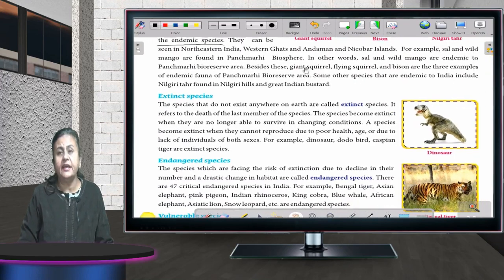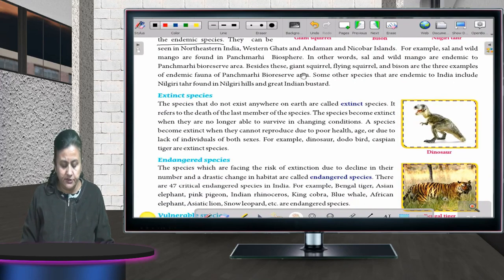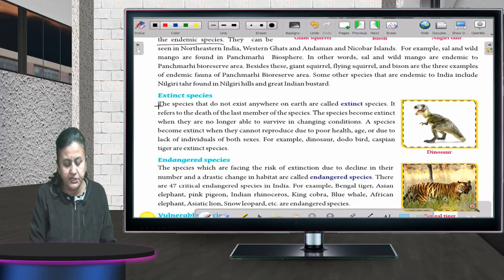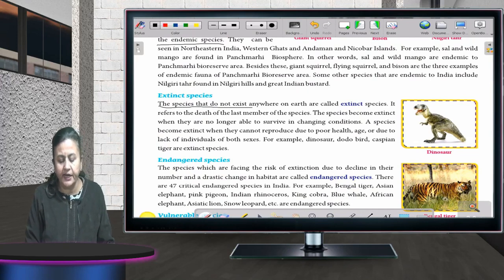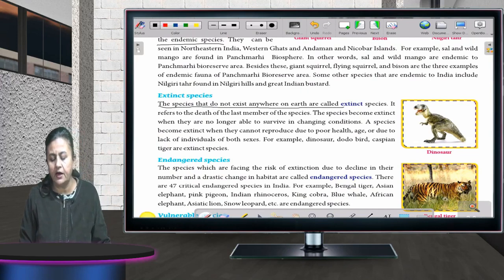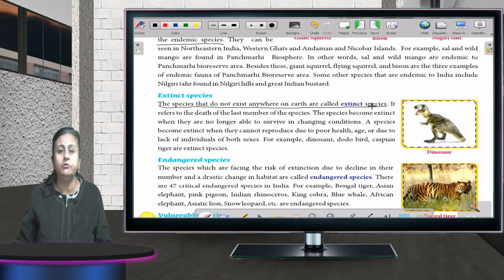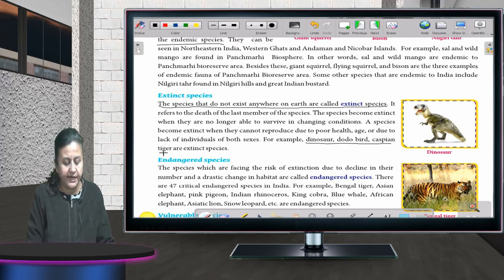The second is extinct species. If I talk about extinct species, the species that do not exist anywhere on earth are called extinct species. You must have seen the movies of dinosaurs and all. Are they still there? No, they are extinct. They are no more now. So, the species that do not exist anymore are known as extinct species. Examples I have given you are dinosaur, dodo bird, and Caspian tiger, which are all extinct species.